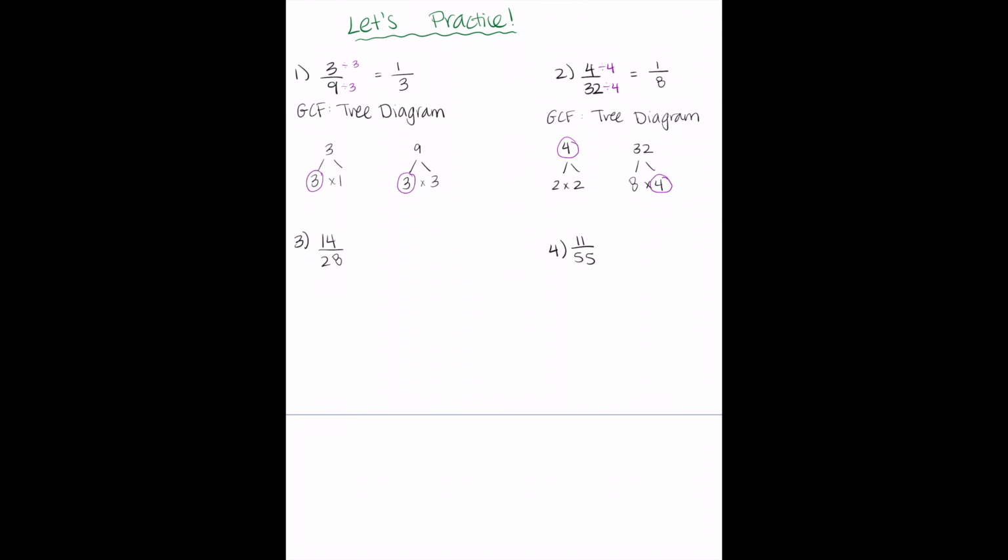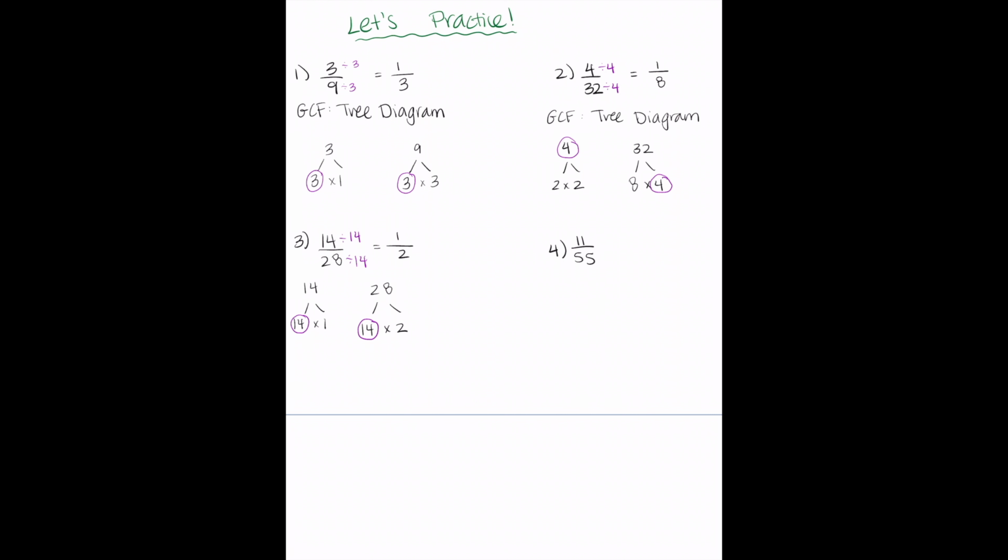For number 3, we have 14/28. Same thing, we're going to make a tree diagram. 14 breaks up into 14 times 1 if we're breaking it up by the biggest factor. 28 will break up into 14 times 2. So obviously there are other factors for these numbers, but we want to find the greatest one. And 14 is the greatest one for both of these numbers. So that's our greatest common factor. We'll divide the numerator and the denominator by it. 14 divided by 14, 28 divided by 14, we'll get 1/2.